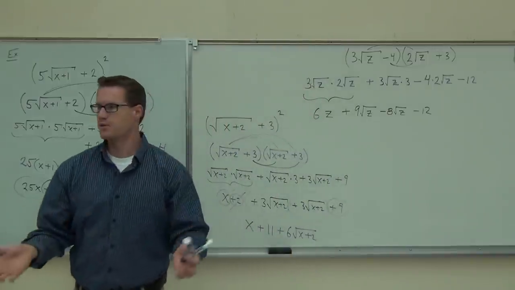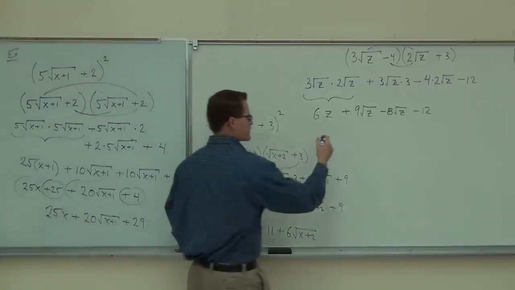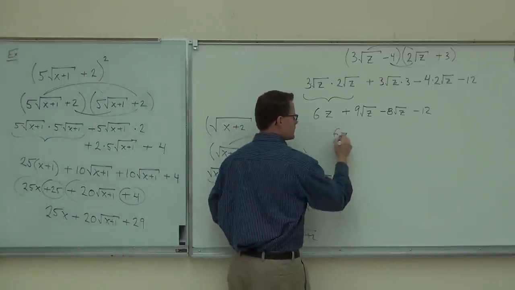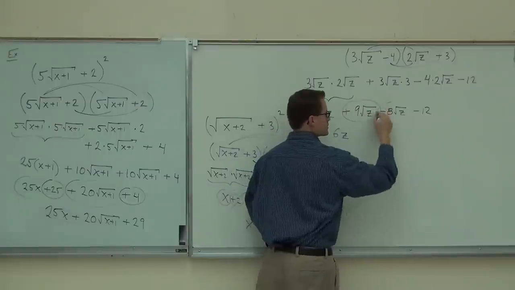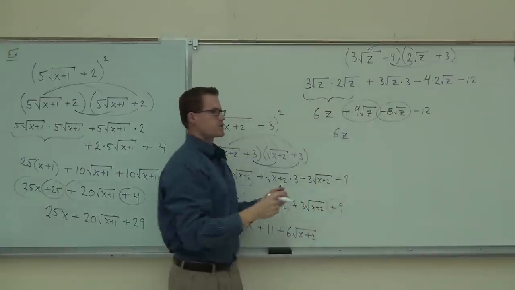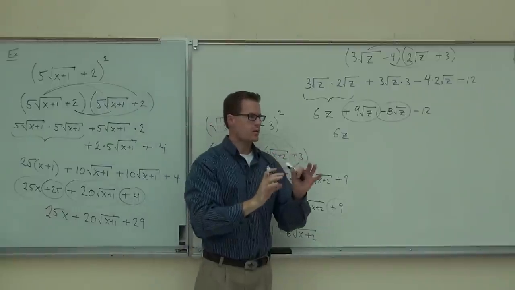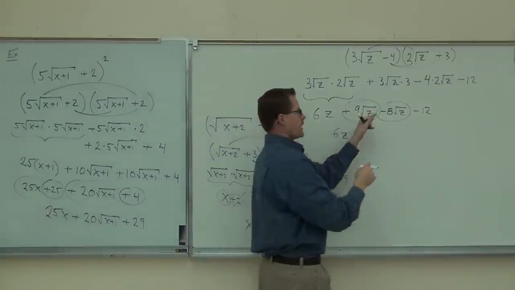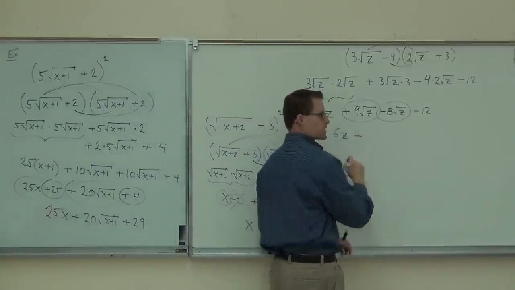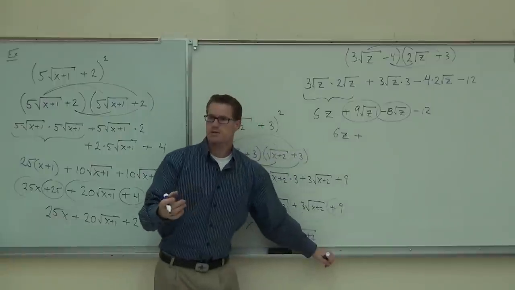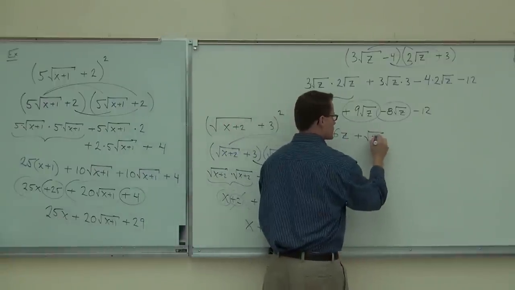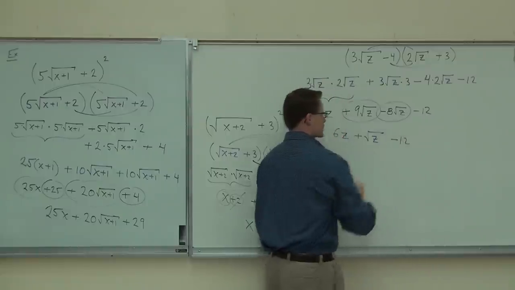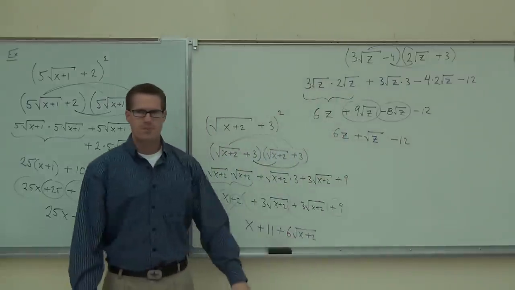We're going to clean up whatever we can. In our case here, we have a 6 z. How much is this going to be when I combine my like radicals? Plus root z. Good, because we know a root z and a root z, those are like radicals, same root, same radicand. 9 minus 8 is 1. You're not going to put the 1 though. It's like writing x. You don't write 1x, you just write x. Here you just write square root of z. Minus 12, that's as far as you can go.